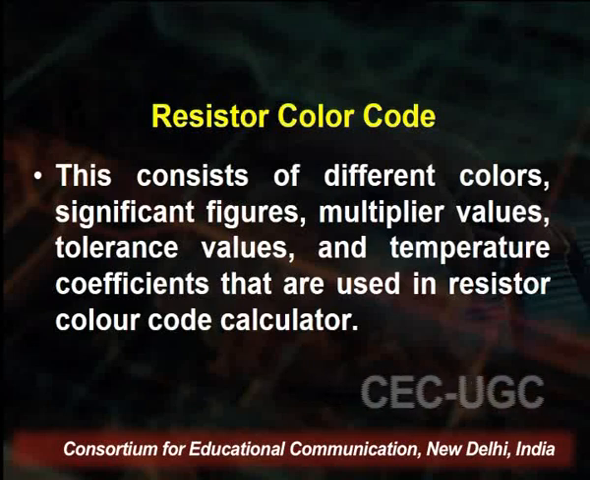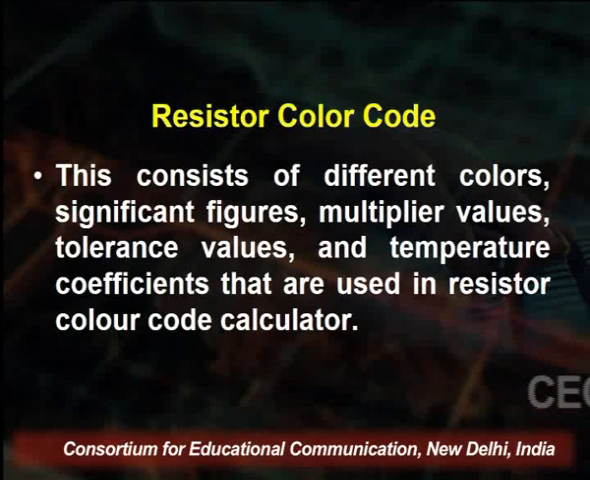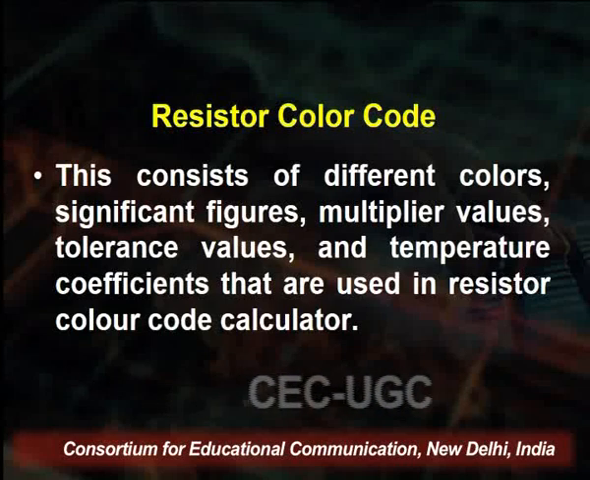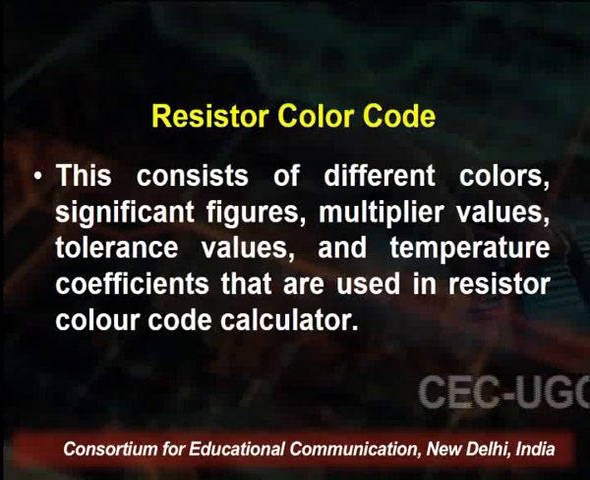First we find out its digit value, then second is the multiplier value, third is the tolerance value, and fourth is the temperature coefficient. Any resistor can have these four points: first its digits, second the multiplier value, third the tolerance value, and if it is related to temperature, then it contains the temperature coefficient. These points are used in a resistor color code calculator.